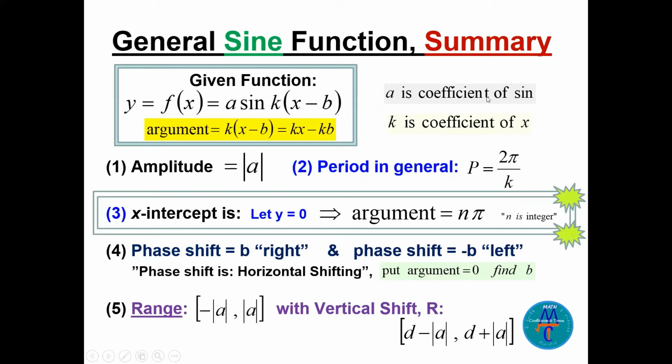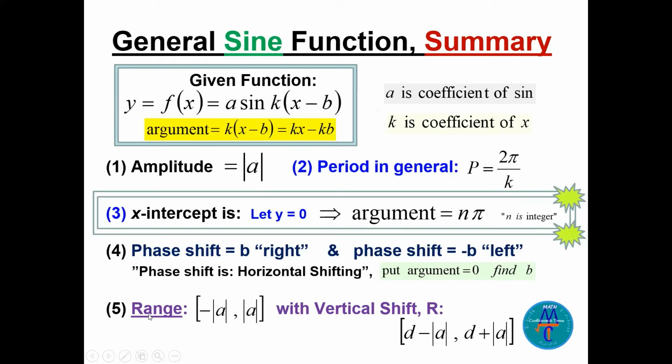A, as I mentioned, is the coefficient of the sine here. K is the coefficient of the x. So it can be A sine K bracket x minus B, or you can multiply the K inside. If you need the argument, as we have mentioned before, it will be K bracket x minus B, or Kx minus Kb. That is the argument. For the x-intercept, let y equal 0. So you take the argument equal to n pi.